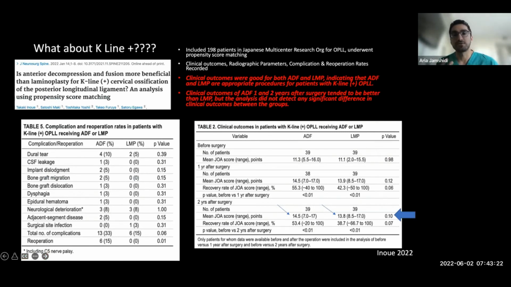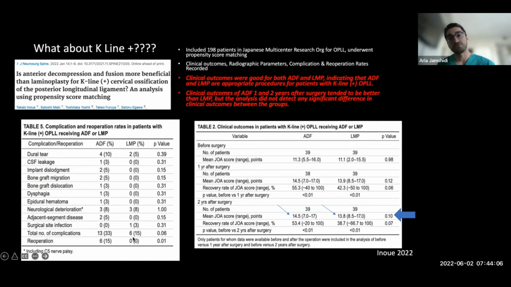Intuitively, if they have good lordosis and good alignment, and the ventral ossified mass doesn't take up most of the canal, going from a posterior approach should still help these patients. And that's what this paper documented. It was published in the Journal of Neurosurgery Spine in January. They found that clinical outcomes for both the anterior and laminoplasty groups were essentially equivalent. They did not detect any significant difference in clinical outcomes. They also documented the complication rates between the anterior and posterior approaches. Obviously, when you go anteriorly, you do run the risk of more complications: dural tears, CSF leaks, implant dislodgements.